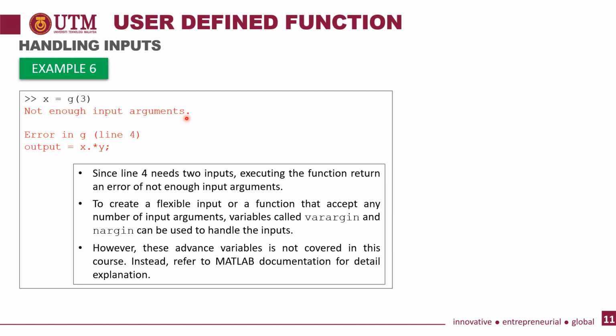For MATLAB, if the function has two inputs, when you call the function you must also give two inputs. You cannot give less or more. Since line 4 needs 2 inputs, executing the function returned an error of not enough input arguments. To create a flexible function that accepts any number of input arguments, you can initialize a variable called varargin, and nargin can be used to handle the inputs. So to solve this problem, you can use varargin and nargin.